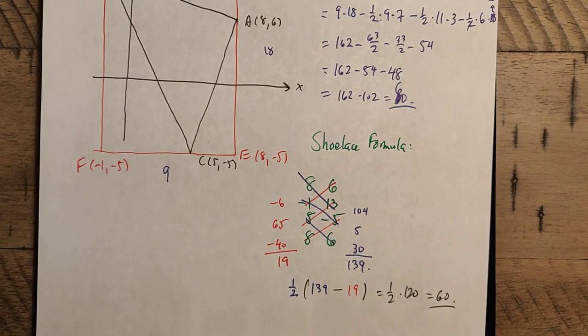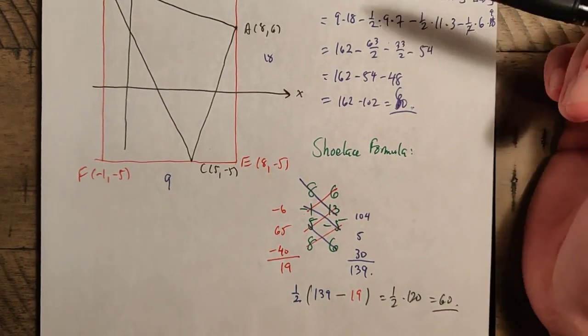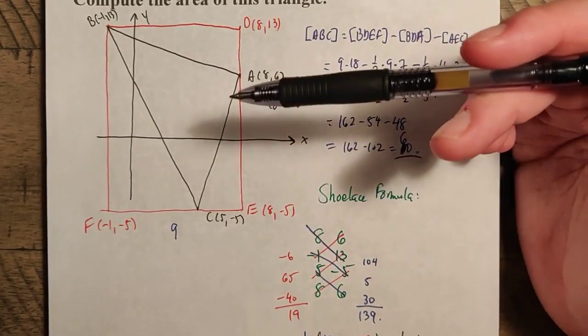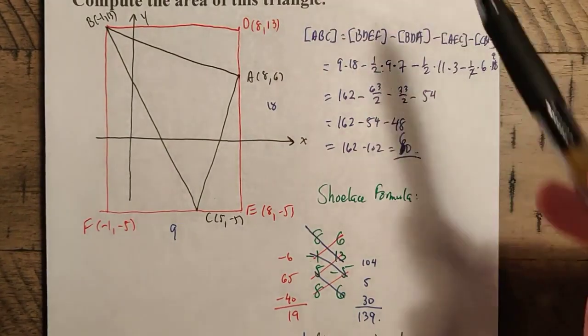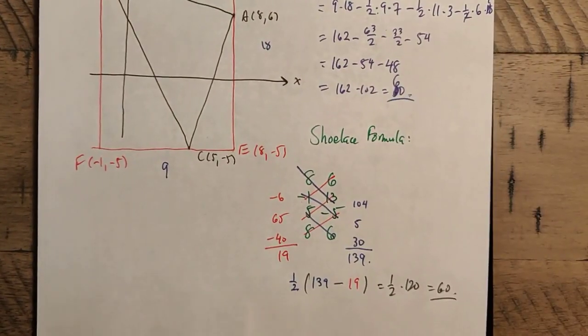Now note this shoelace formula works on any such figure here, ladies and gentlemen. As long as it's a polygonal path, and you know the coordinates of every vertex here, this is guaranteed to work.